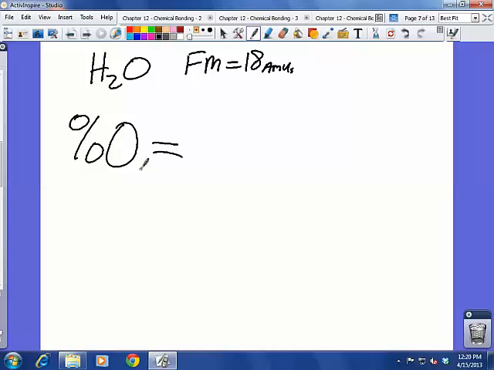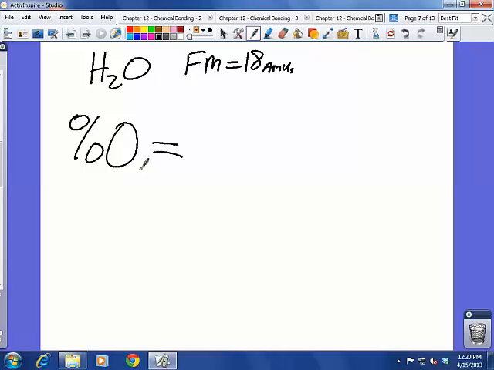Well, let's think about this in maybe a little weirder way. If I want to figure out what percent of my mass is, I don't know, my T-shirt, how would I figure that out? I'd figure out what my entire mass was, I'd figure out what the mass of the T-shirt was, and then I'd divide them.